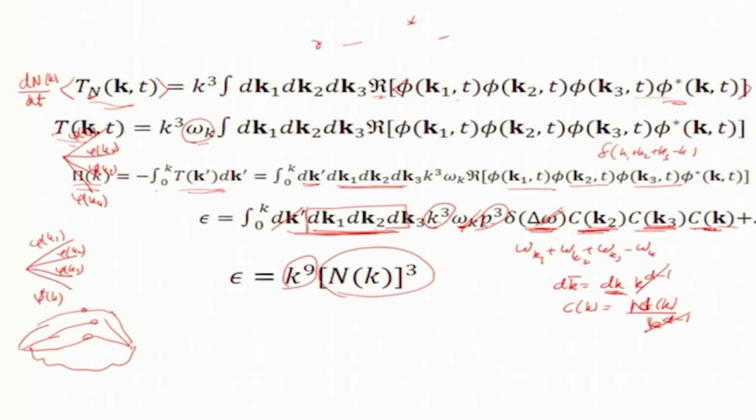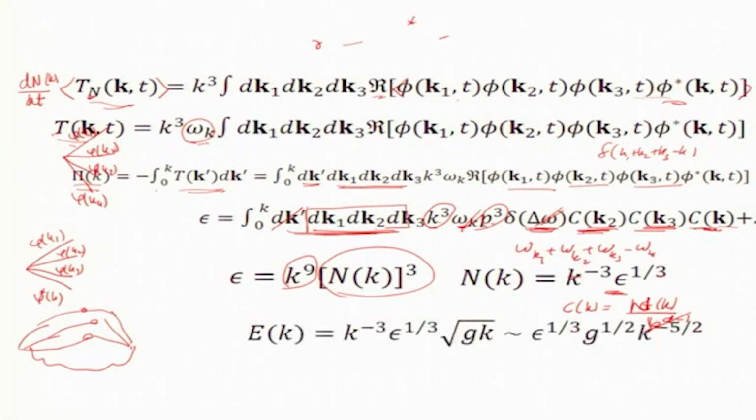Okay. So, Nk is k to the minus 3 epsilon to the 1/3. That is what Nk is. This epsilon is the energy transfer rate, or energy cascade, for the energy. Now, we can do this for energy. I need to multiply by omega k, right. So, Ek is Nk multiplied by omega k. So, when I multiply this, there is a k to the minus 3 and square root of k, that gives you k to the minus 5/2, square root of g, and epsilon to the 1/3. So, this is the energy spectrum for water waves.